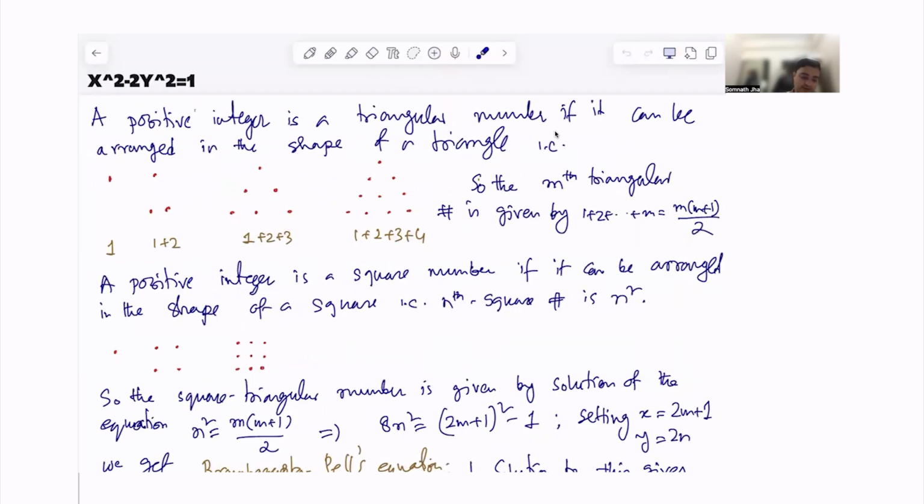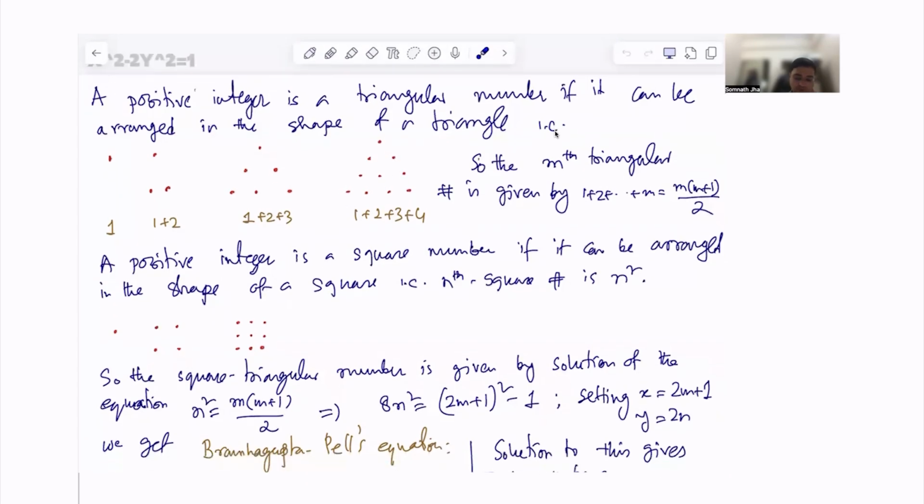So a positive integer is said to be a triangular number if it can be arranged in the shape of a triangle. So for example, 1 is a triangular number and 3 is a triangular number because it can be arranged like this. Then 1 plus 2 plus 3, which is 6, is a triangular number. Then next is 1 plus 2 plus 3 plus 4. This can be arranged in the shape of a triangle. So the mth triangular number is the sum of 1 up to m, which is m times m plus 1 by 2.